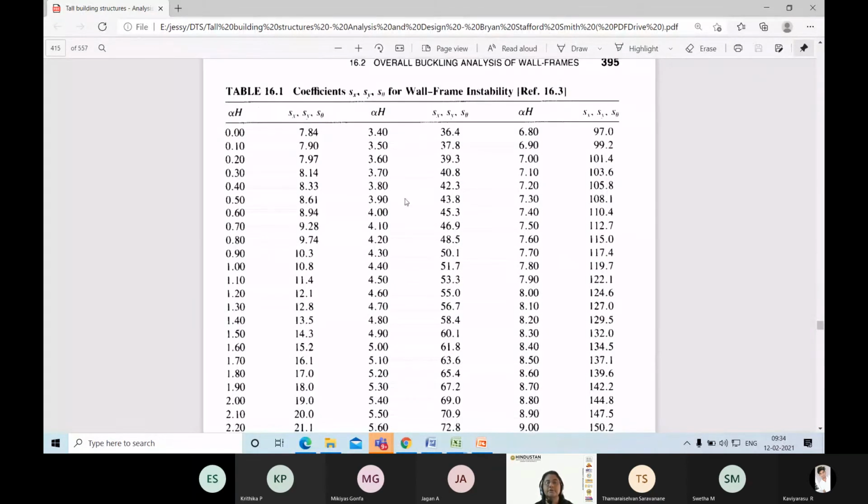All these calculations have to be done, but manually we need not do all these things. Now it is available using software, and you can do that. There are coefficients, such as Sx, Sy, S0, so many instability coefficients.